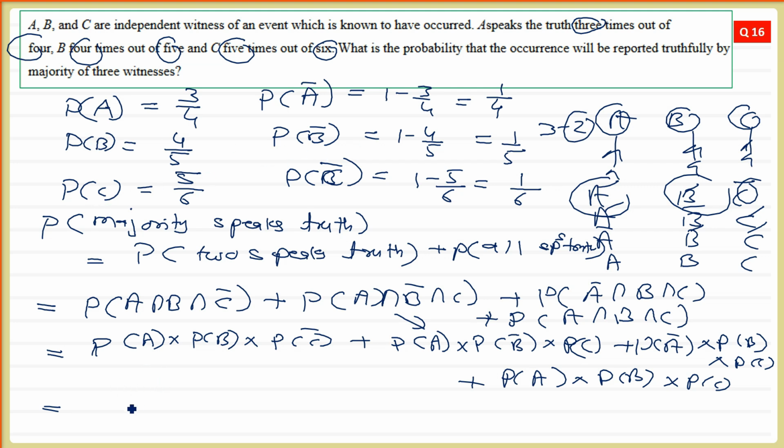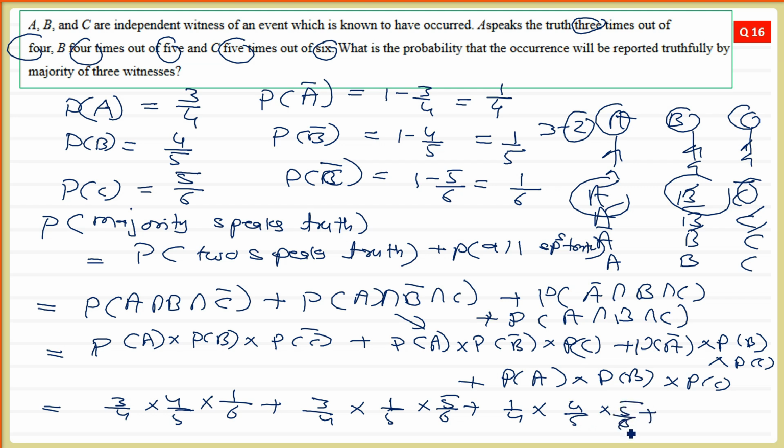So PA is 3 by 4, PB is 4 by 5, PC bar is 1 by 6, PA is 3 by 4, PB bar is 1 by 5 and PC is 5 by 6. Now PA bar is 1 by 4, PB and PC are 4 by 5 and 5 by 6 respectively. And PA into PB into PC is already given in the question, 3 by 4 multiplied by 4 by 5 multiplied by 5 by 6. So just write it here. These 3 values are being multiplied.